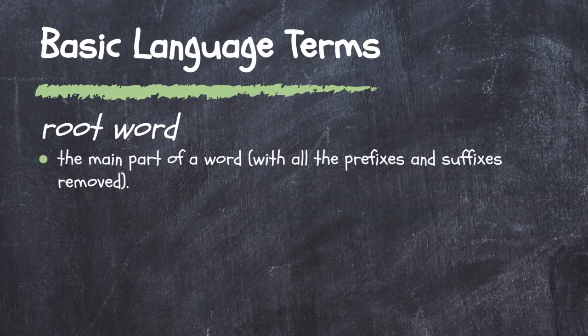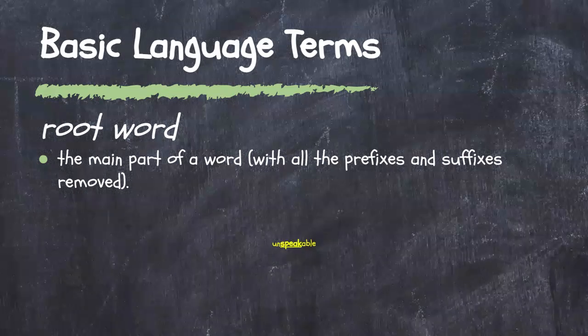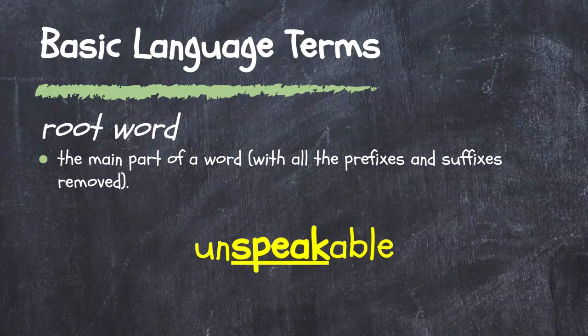Root word refers to the main part of a word if it's combined with other parts, like prefixes and suffixes. We'll go over in a minute what those refer to specifically. Most of you probably know, but just in case, we'll go over it. So the main part of the word. In the word "unspeakable," for example, "speak" is the root word.